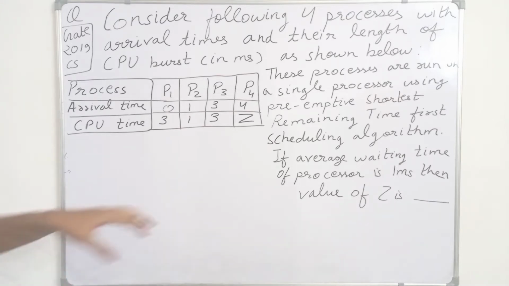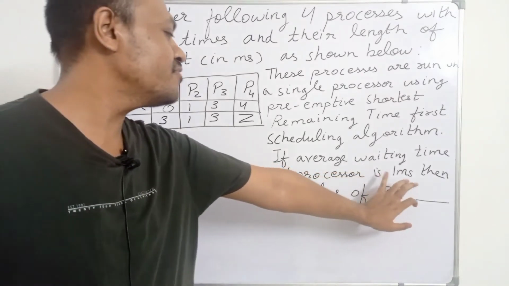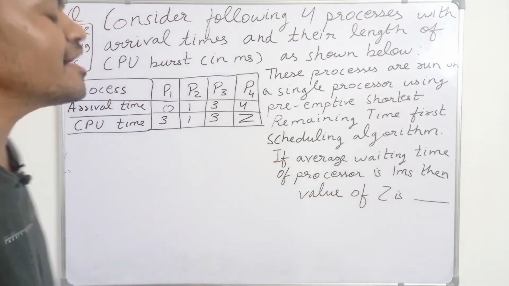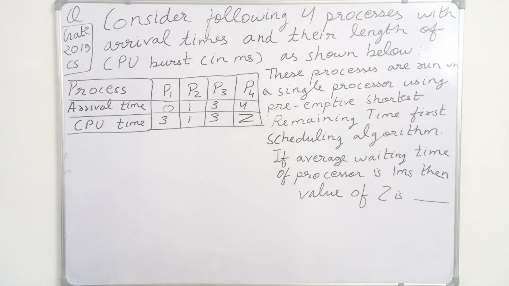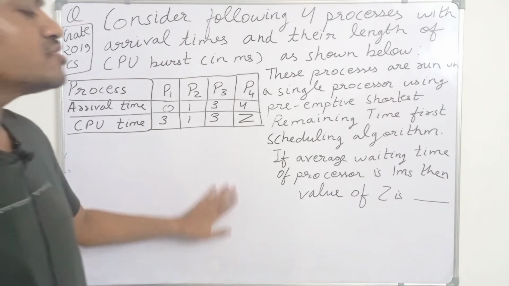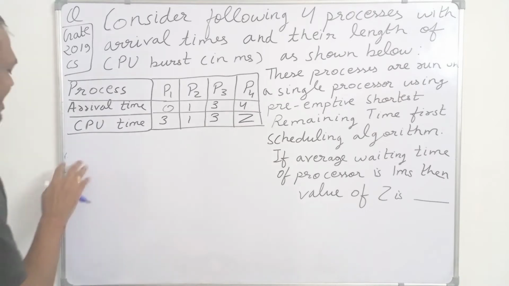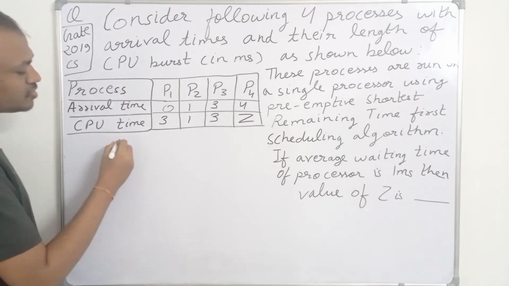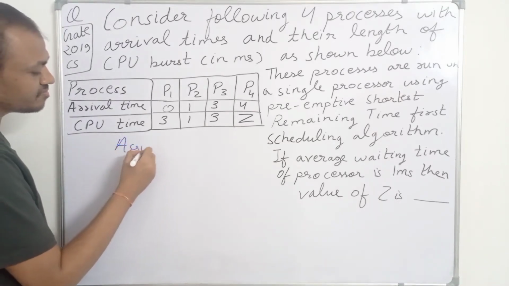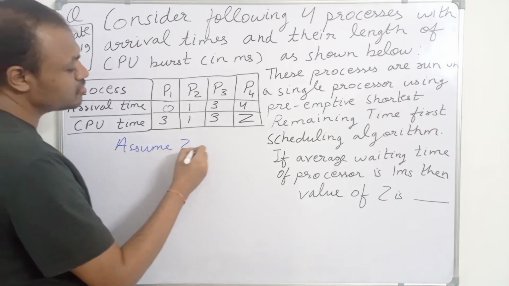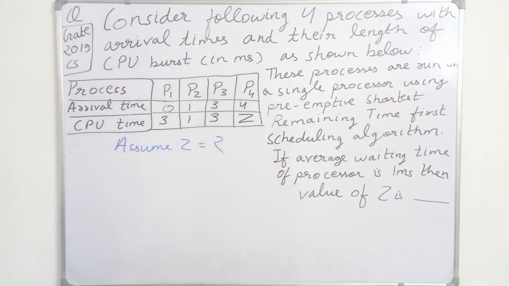Now it is given that the average waiting time of the processes is 1 millisecond. So we have to find the value of Z. We can assume the value of Z to be any value. So let us assume Z equal to 2, and now we will draw the Gantt chart.